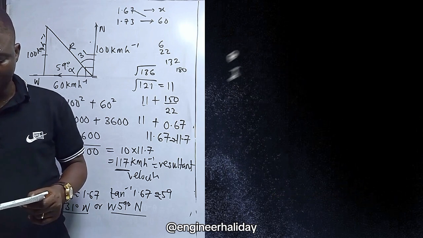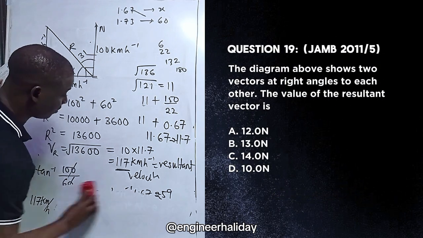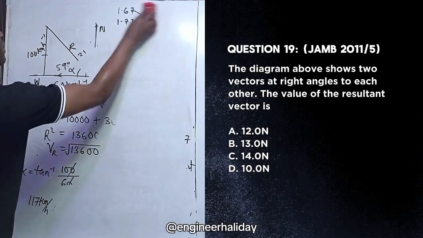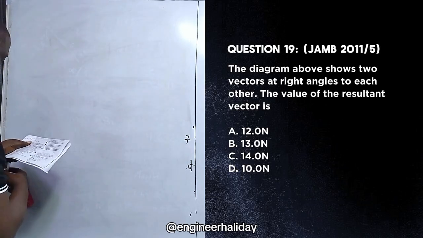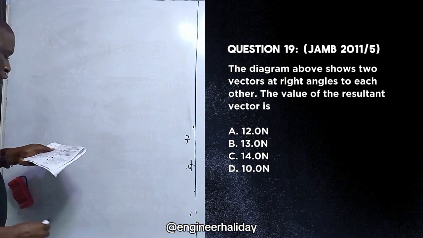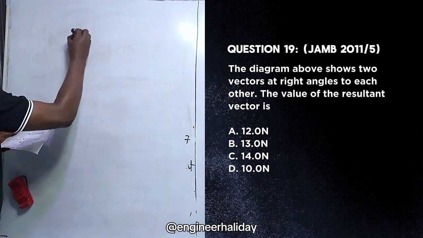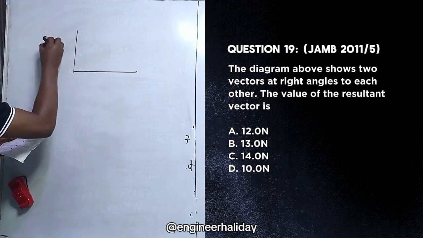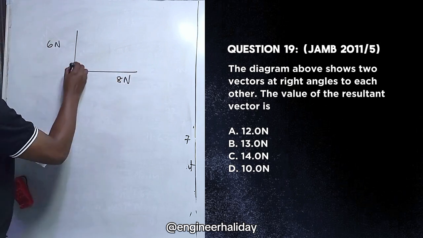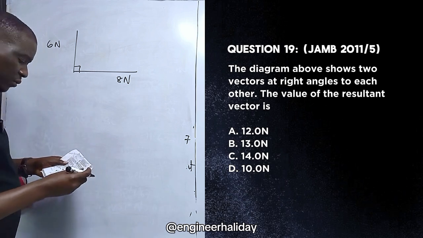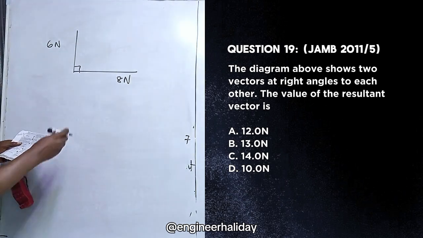Now, number 19 says what? We have two vectors. Number 19, let's be fast with it. Number 19 is talking about two vectors. The diagram below shows two vectors at right angle to each other. Look at it. One is 6 Newton, the other one is 8 Newton, as shown below, at right angle to each other. The value of the resultant vector is what?